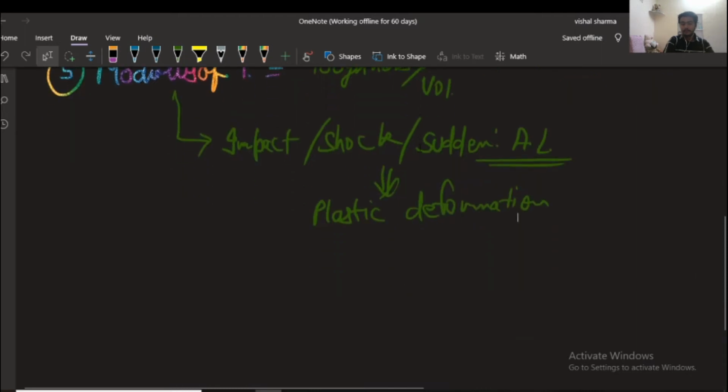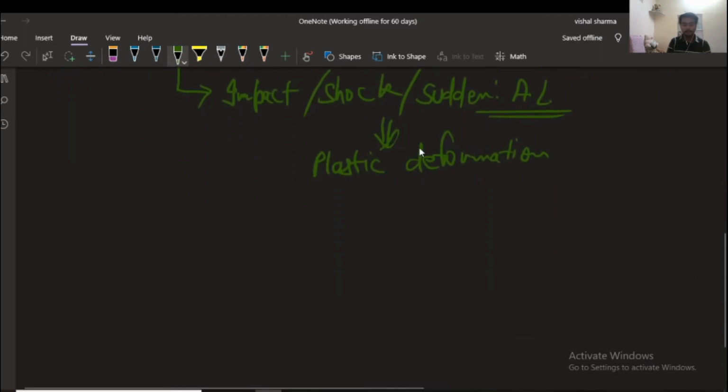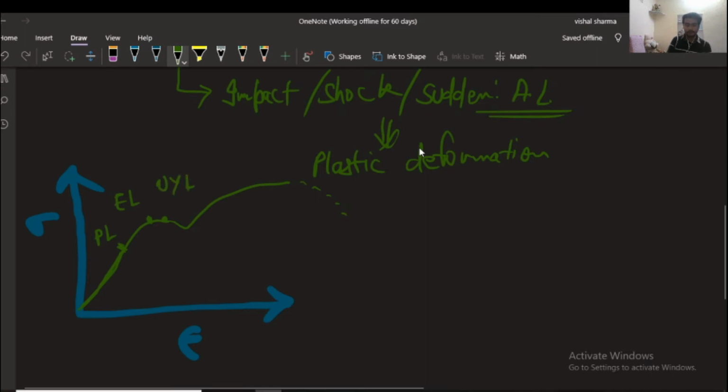So let's see how to find all of these values. Here I am taking the stress strain curve for the mild steel. This point is the proportional limit. This point is called the elastic limit. This point is called the upper yield point. This point is called the lower yield point. This point is called the fracture point.